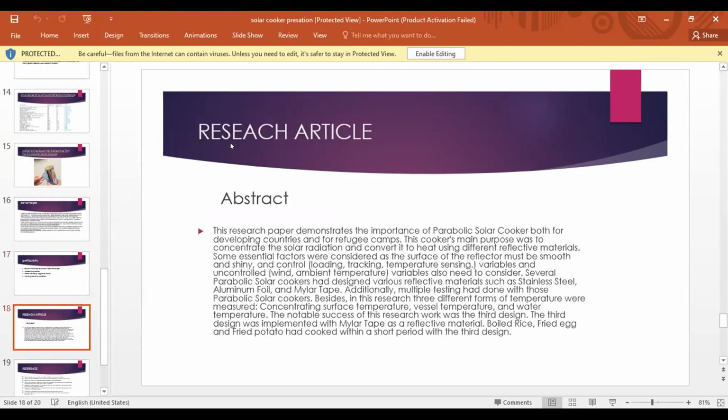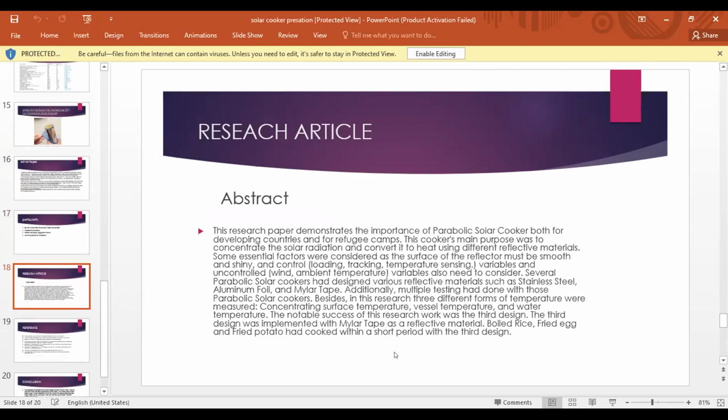We can proceed with the research articles. If Fiona is there, can proceed. Thank you, sir. I'm going to present about research articles.